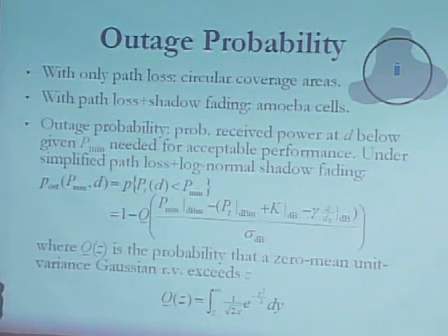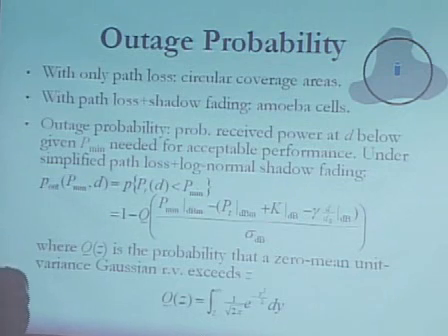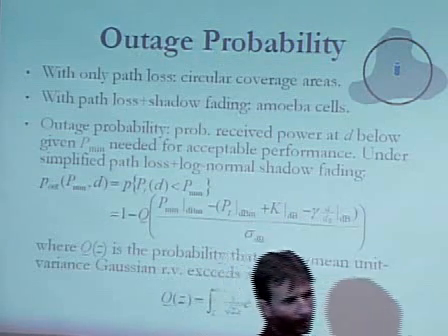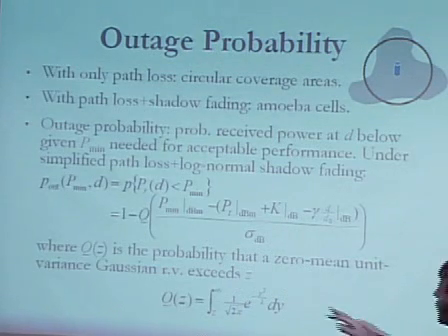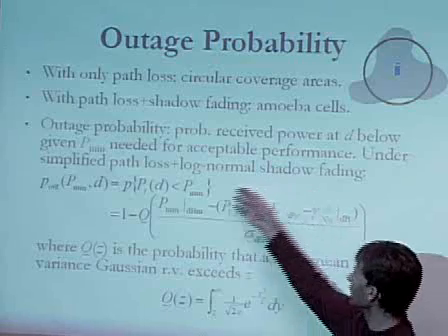Okay, so how can we compute this? Well, it's pretty easy actually, because the shadow fading is log-normal, right? So if we express everything in dB, as you can see, everything here is in dB, right?